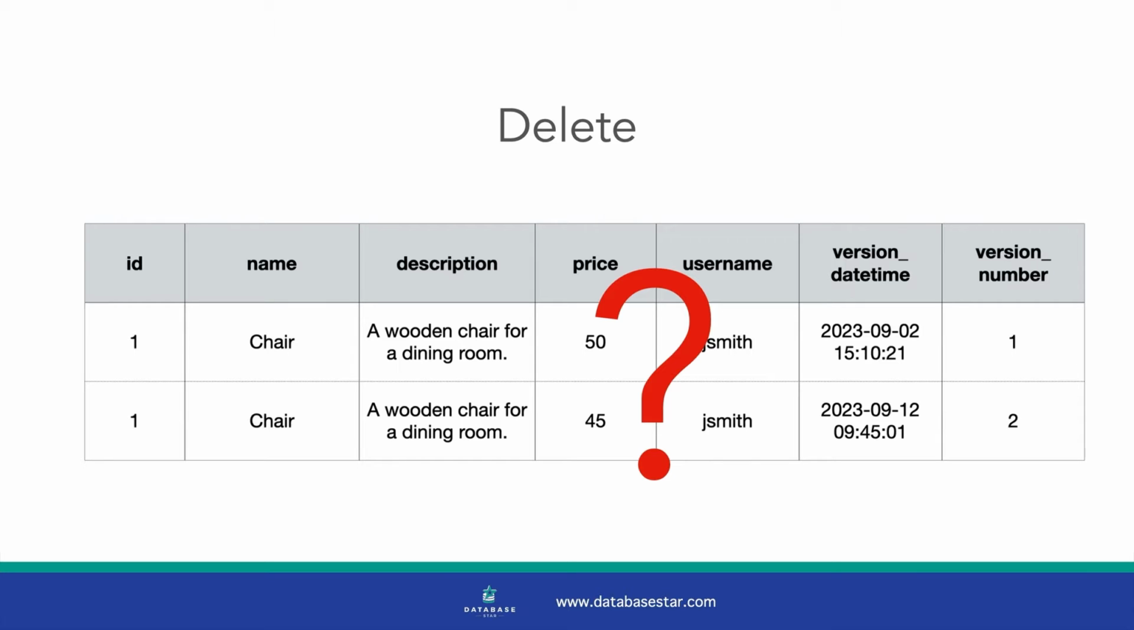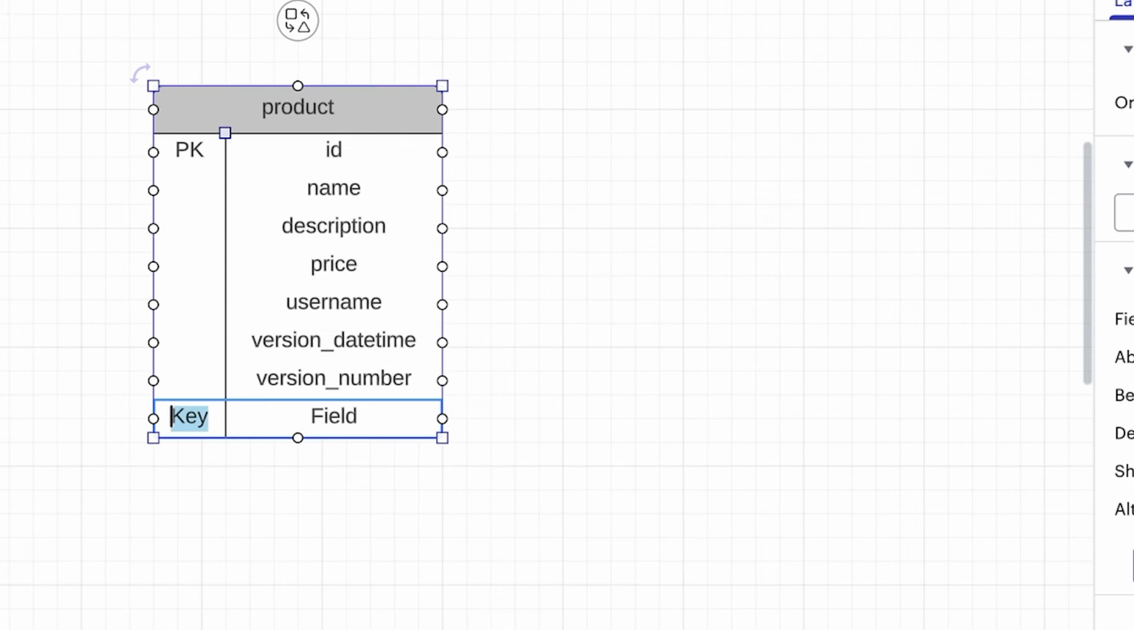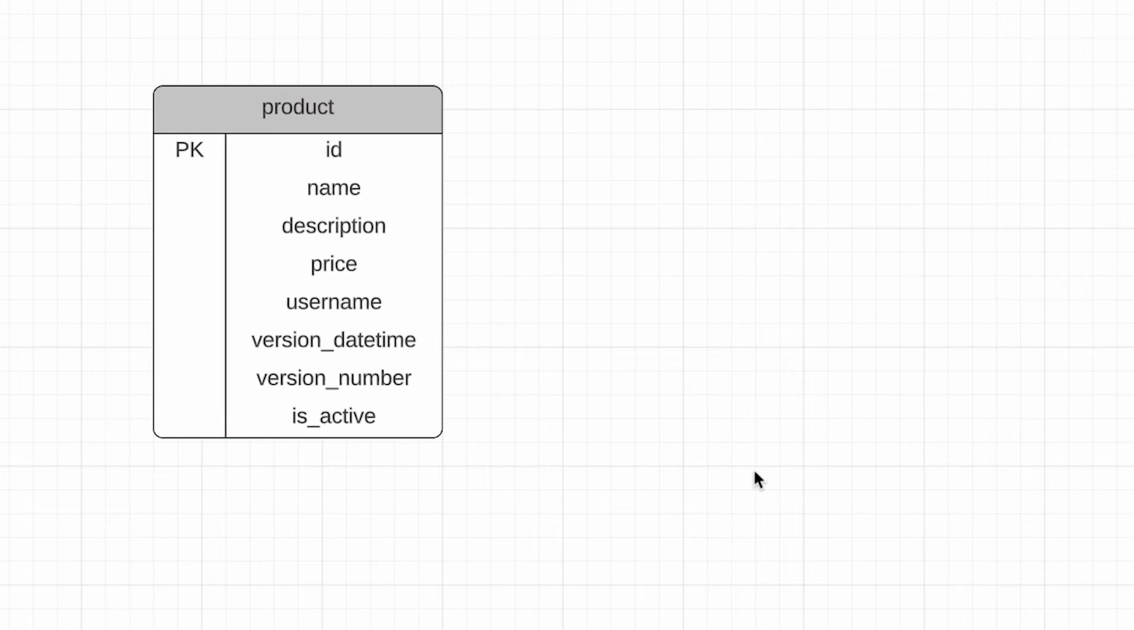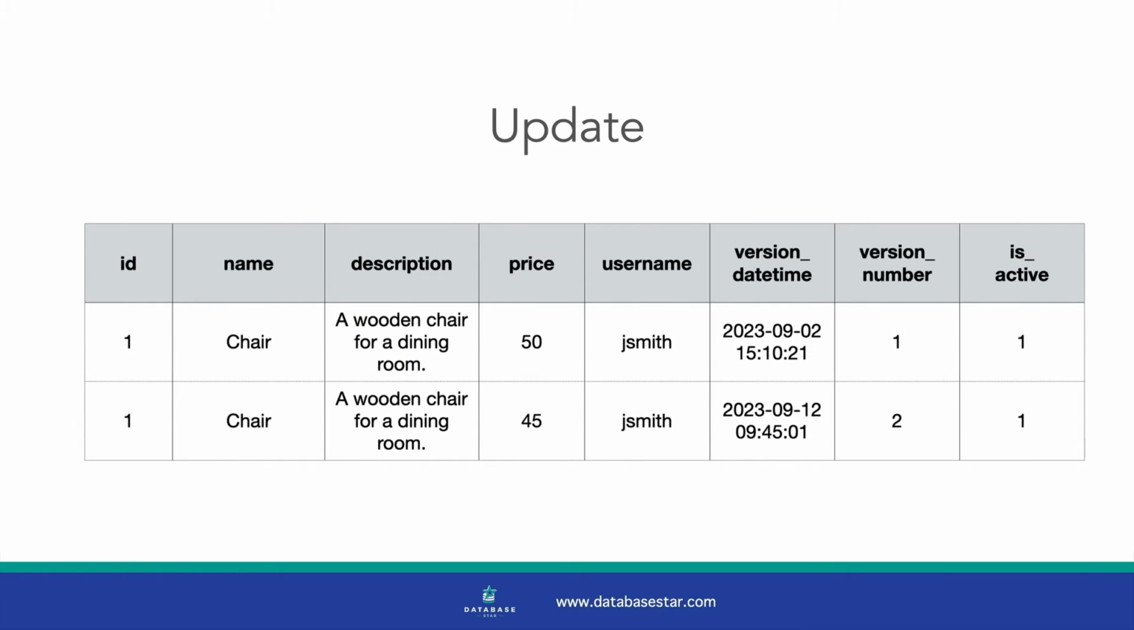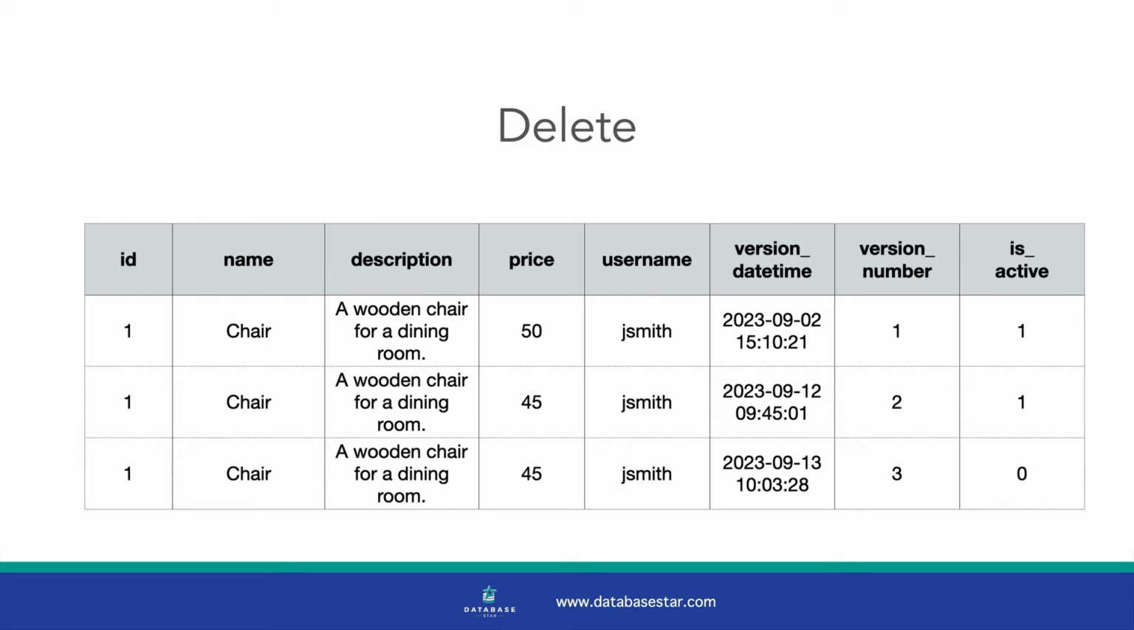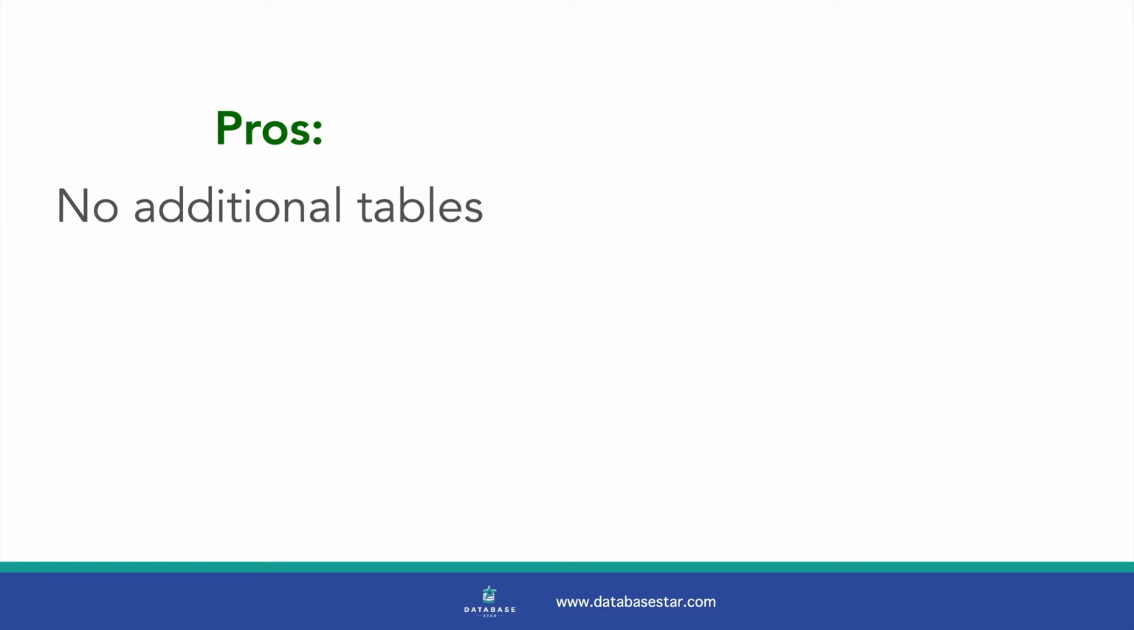This involves adding an active column to the table and using a value of 1 for active rows and 0 for deleted rows. Here is our updated table design with the isActive column. If we insert or update data, the isActive column is 1 because it's an active row. If we delete a row, a new row is inserted with an isActive of 0, indicating it is deleted. The main advantage of this design is that no additional tables are needed. You can just add a few columns to each of the tables that you want to audit.